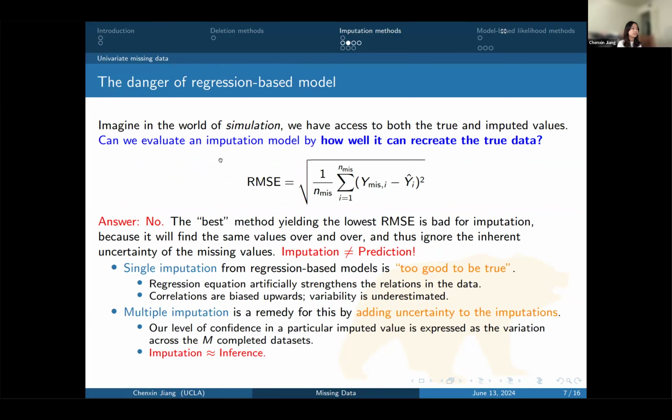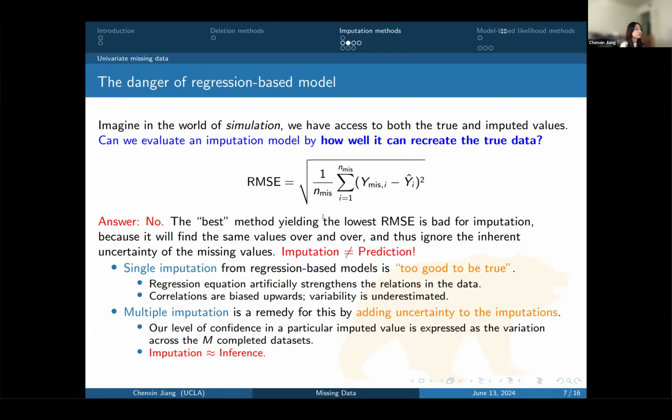Imagine the world of simulation where we have access to both the true and imputed values. The natural question is, can we evaluate an imputation model by how well it can recreate the true data, that is, in terms of the lowest RMSE? The answer is no, because the best method yielding the lowest RMSE is generally bad for imputation. It will find the same imputed values over and over again and ignore the inherent uncertainty of the missing value. So imputation is not prediction.